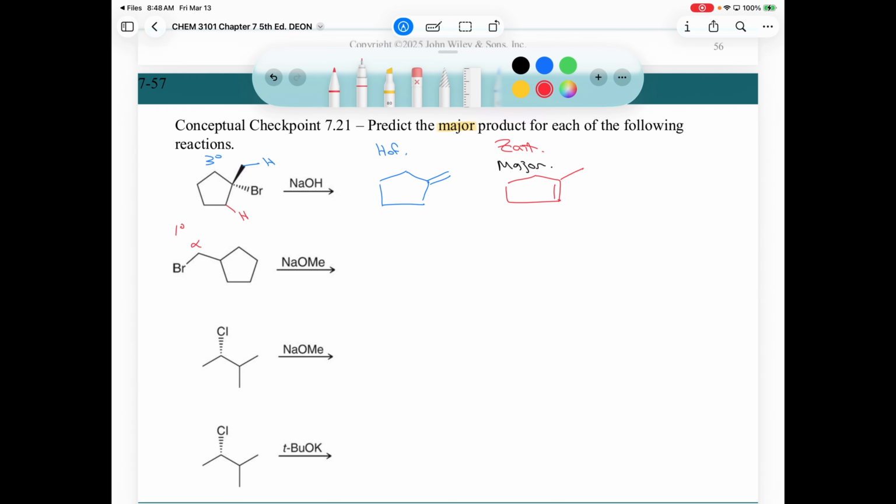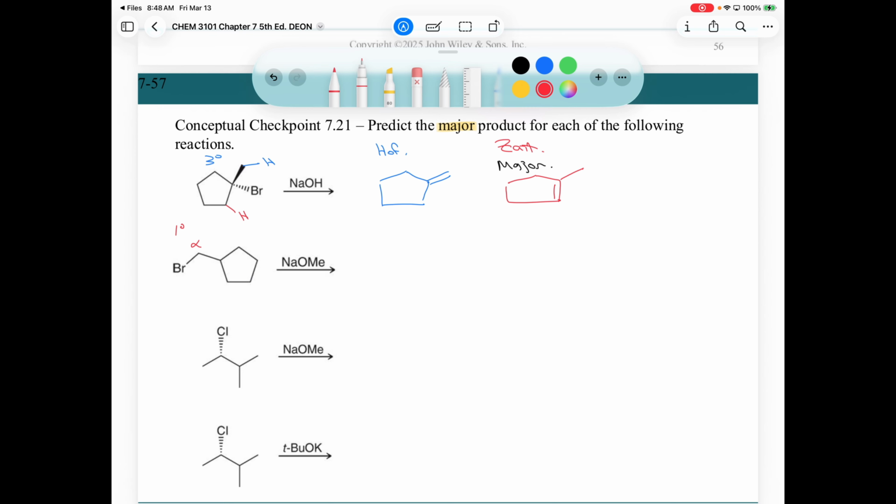So then we come back here and we say, okay, we've got a primary alkyl halide. We've got methoxide as our base or nucleophile. And there's a line here that's hard to see. But anyhow, what this means is that SN2 will be major and E2 will be minor. And so we're going to draw the SN2 product as the major product.